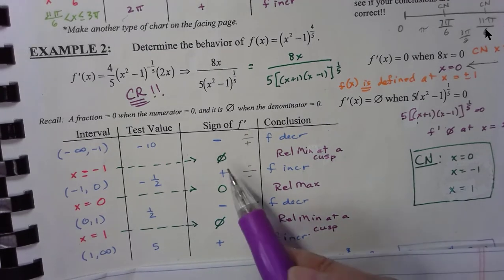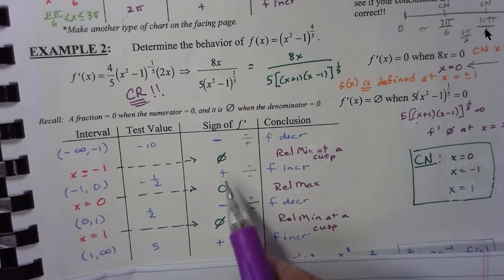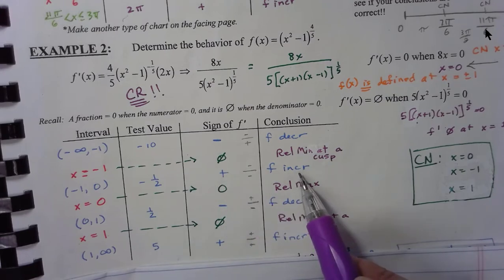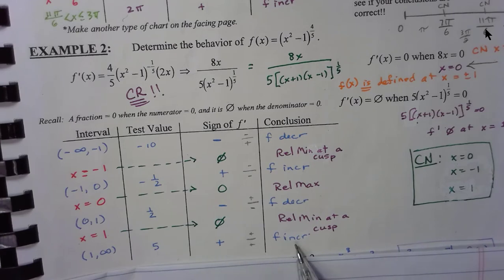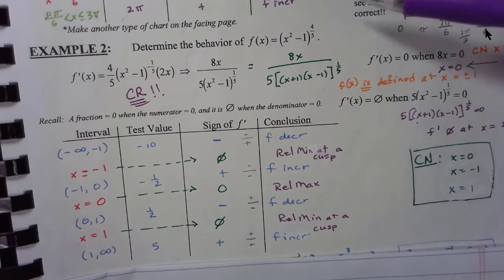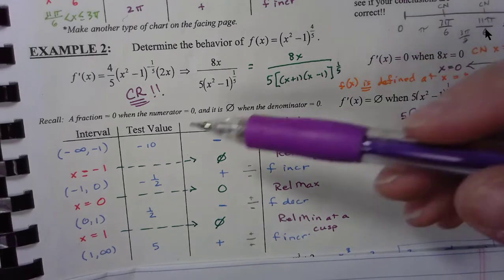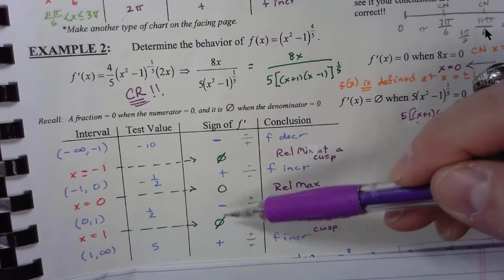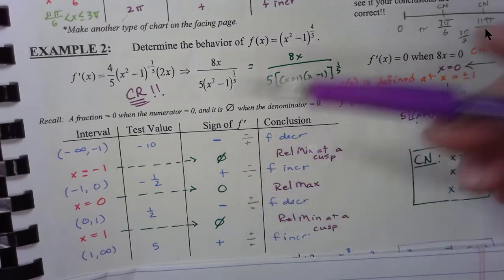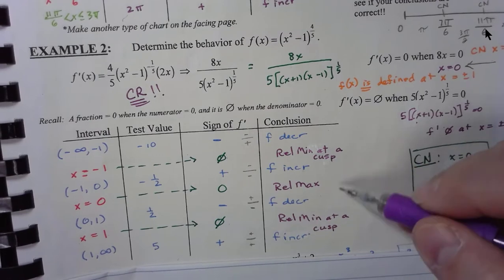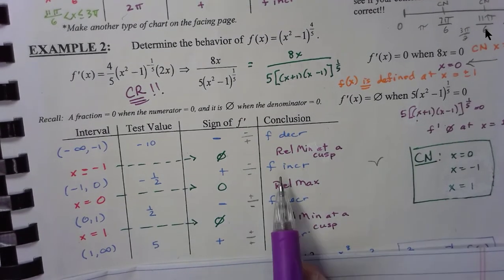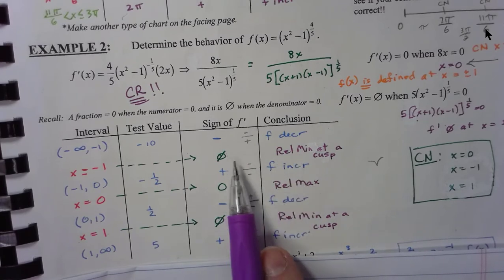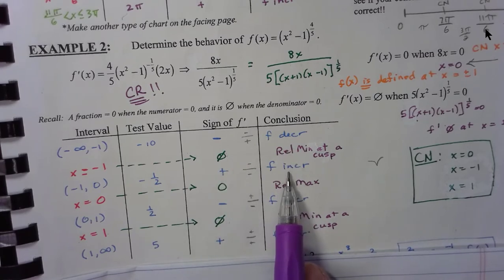Okay? First derivative negative, f decreasing. First derivative positive, f increasing. First derivative negative, f decreasing. First derivative positive, f increasing. Now, we know our function is continuous at these two values for which the first derivative was undefined. So I have a cusp at those two places, a sharp point. Okay, and we've got a relative minimum here because I went from decreasing to increasing behavior.